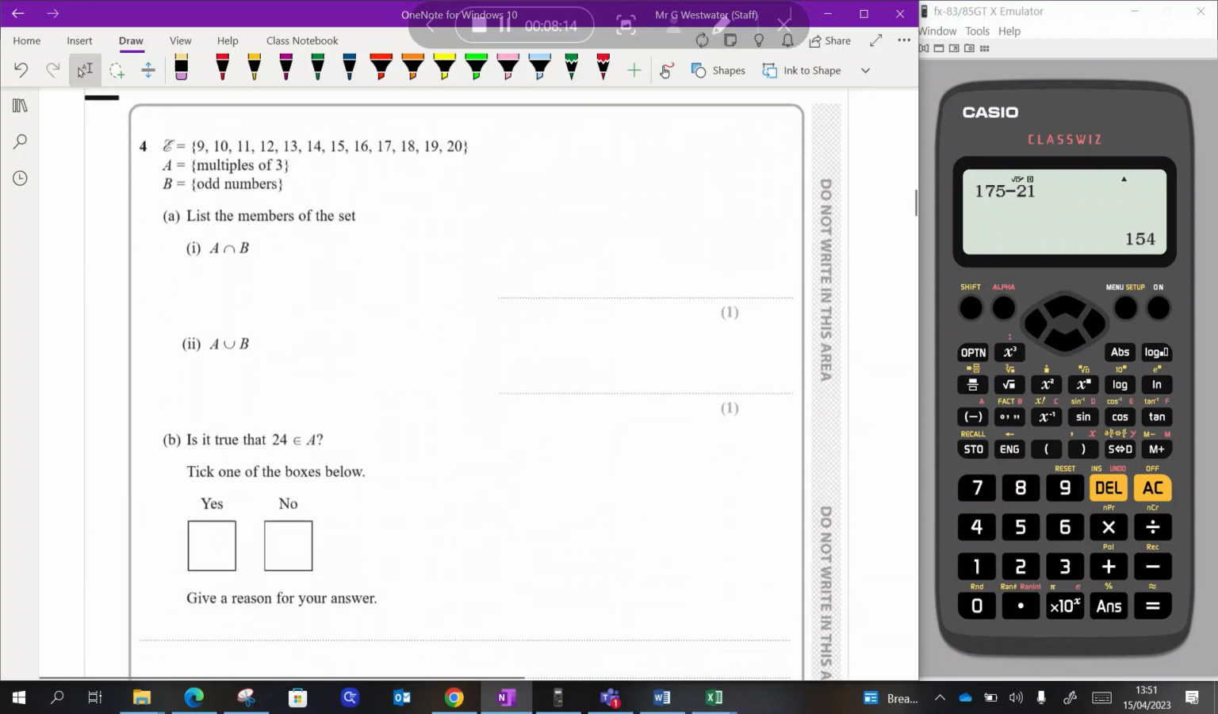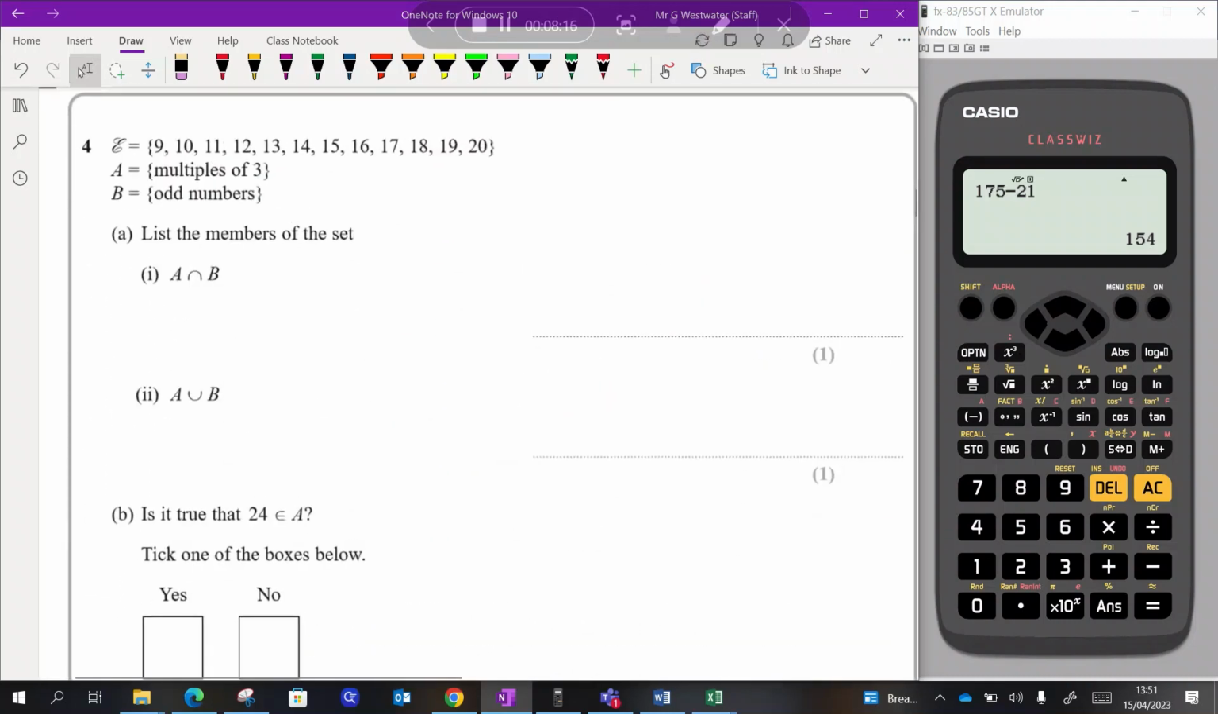On to question 4. Okay, we've got all of these numbers, the numbers from 9 up to 20 inclusive. A are the multiples of 3, and B are the odd numbers. If you want, you could write out what all of these are. 15, 18. All the odd numbers. So 9, 11, 13, 15, 17, 19.